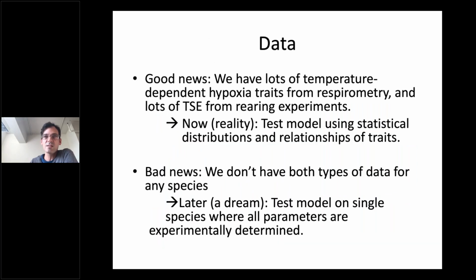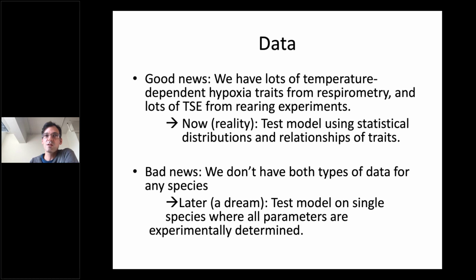The good news is we have lots of data. The data comes from decades of people making measurements in a lab, and from those who have gone through the literature and pulled out that data. Lots of it on temperature-dependent hypoxia traits, metabolism, and P-crit values across a range of temperatures. And also, of course, lots of experimental data on the temperature size effect. I've already shown you that. So for now, we can at least statistically test whether the predictions of the temperature size effect are realistic.